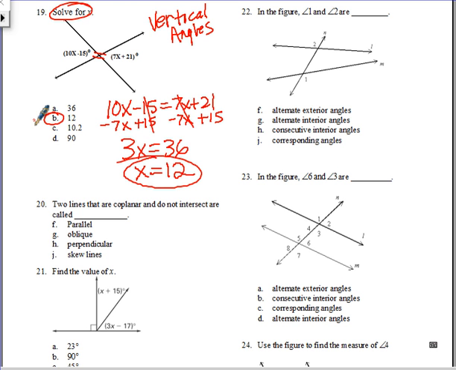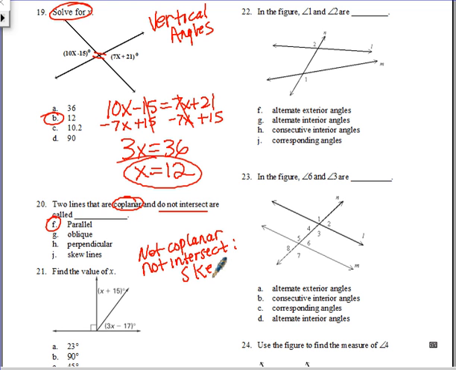Key word here, two lines that do not intersect and are coplanar. So that's your key word, they are coplanar. You know that they're parallel. Now, if they were not coplanar and did not intersect, then you know that these are skew lines. But that's only when it's non-coplanar.